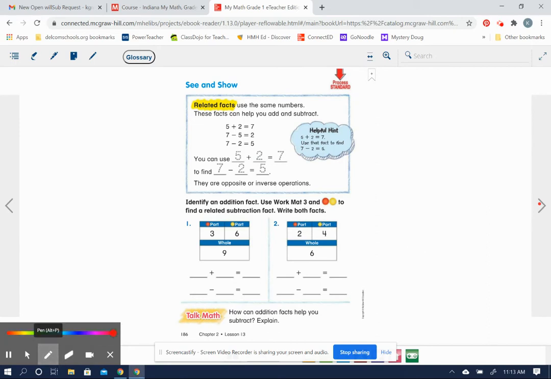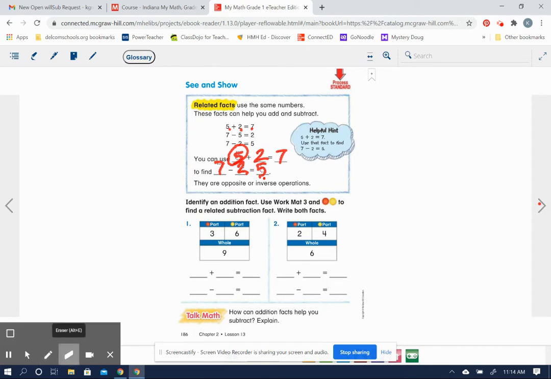Okay. So here's a little review of the video that we watched. Related facts use the same numbers. These facts can help you add and subtract. So if we're trying to find 7 minus 2, then if we know that 5 plus 2 equals 7, because they're related, then we know that the only number that's missing here is the 5. So 7 minus 2 equals 5.